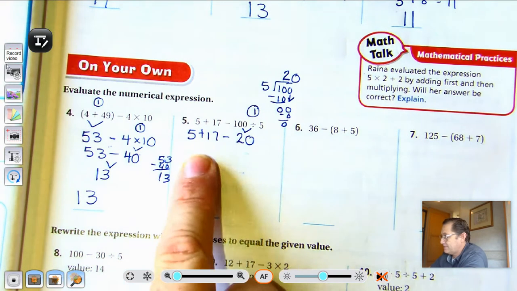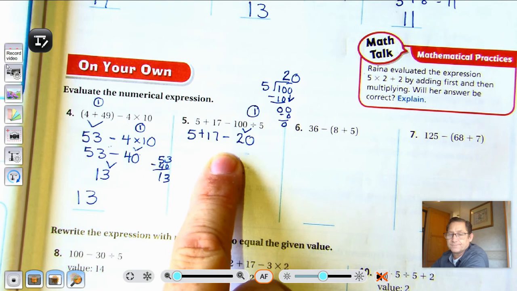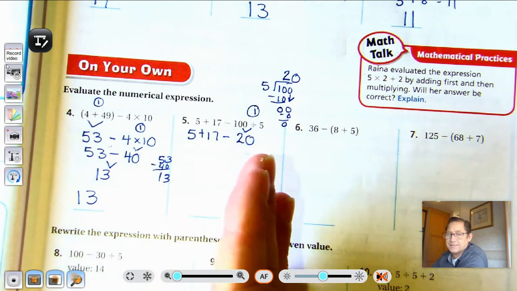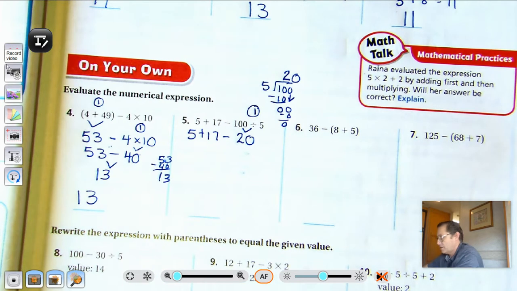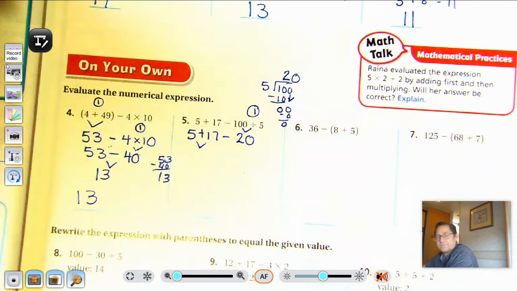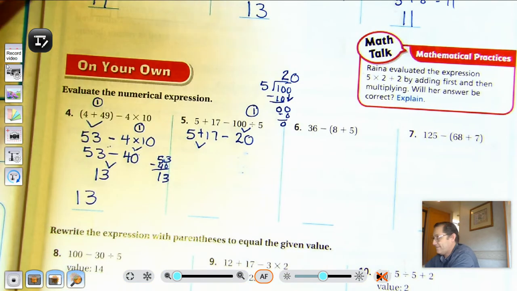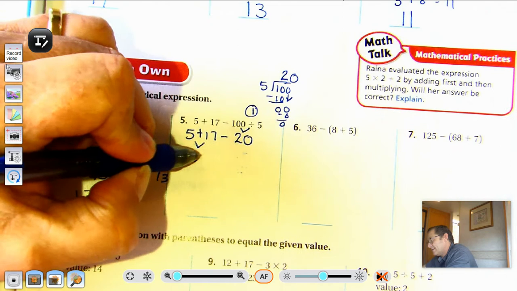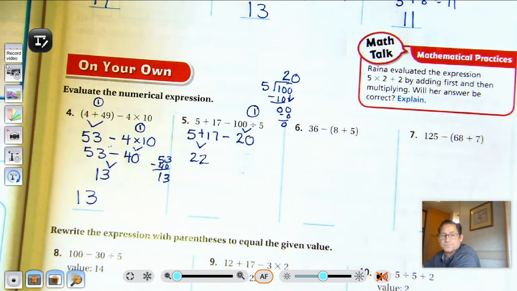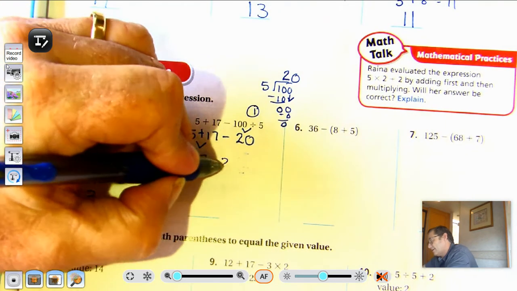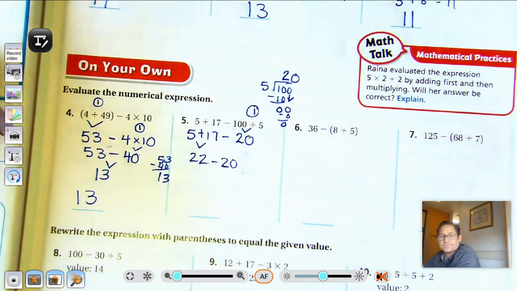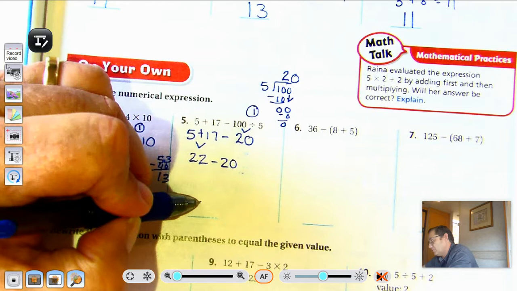Now we have addition and subtraction. We're going to add or subtract left to right. So whatever comes first. So 17 and 5 more is 22. Take away 20. Okay, well, what's 22 take away 20? 2.